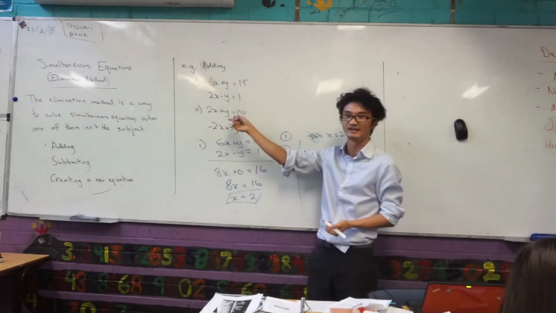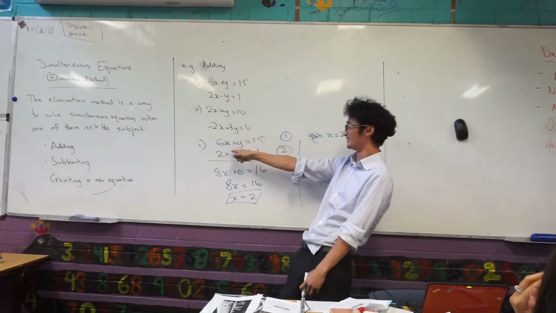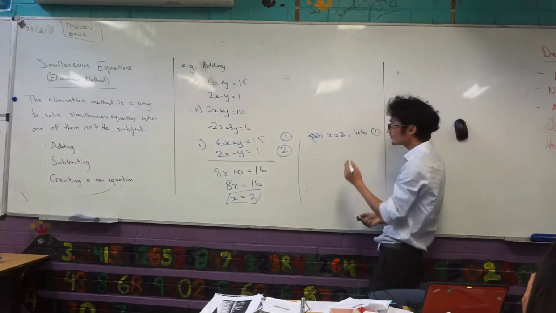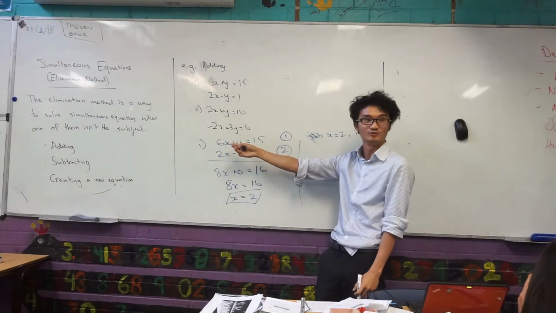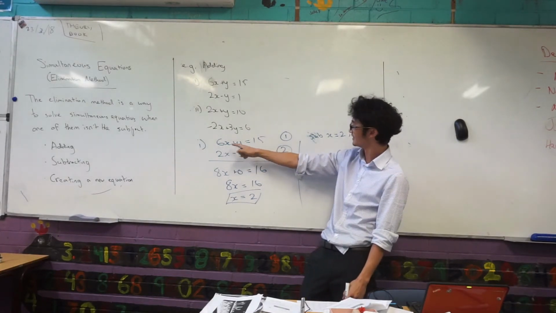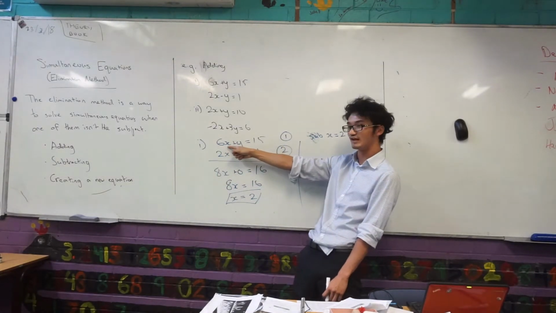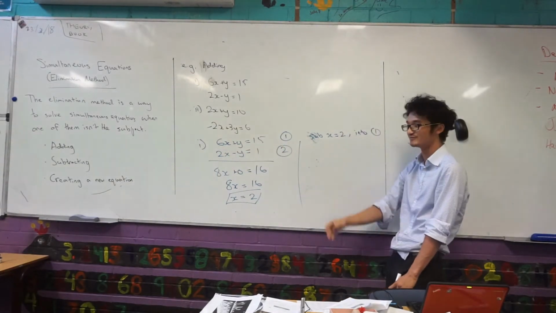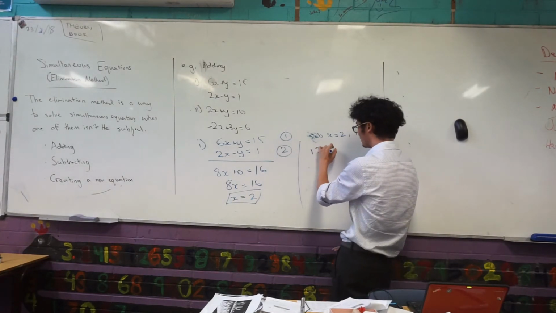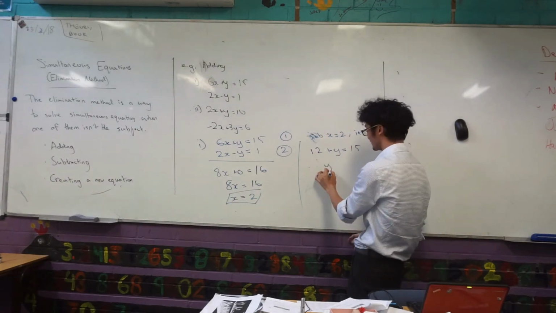Now, usually I say pick the one that's easier. There's a minus there. Let's not deal with that. So let's say sub x equals 2 into equation 1. All that means is I'm going to replace x with 2 in this first equation. Mick, if I replace x with 2 in here, what does that mean? 6 times 2, which is just 12, right? I'm going to get 12 plus y equals 15. And I can just rearrange it. 15 minus 12. Which is?